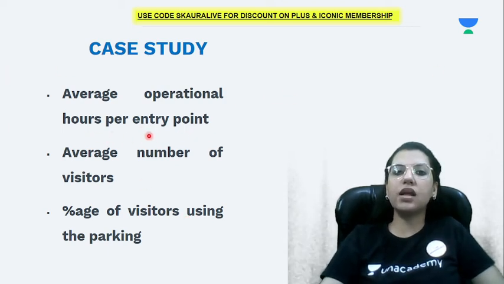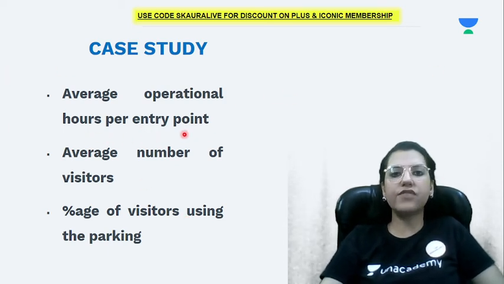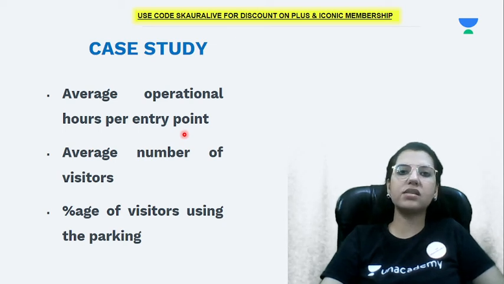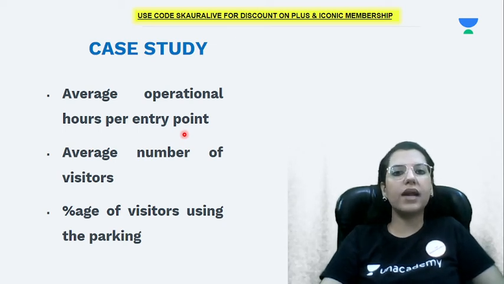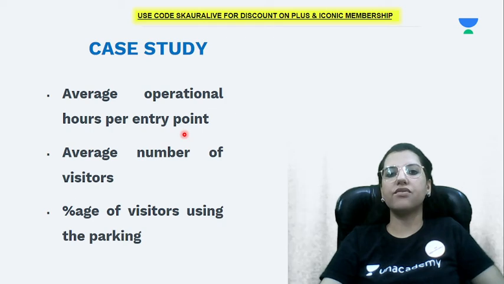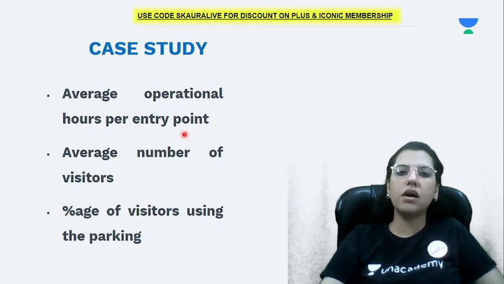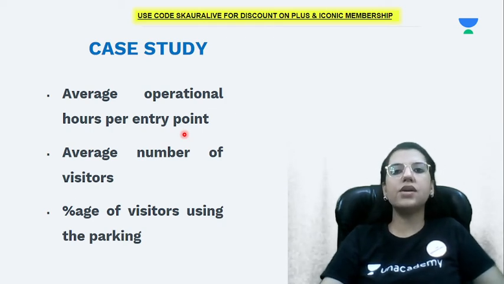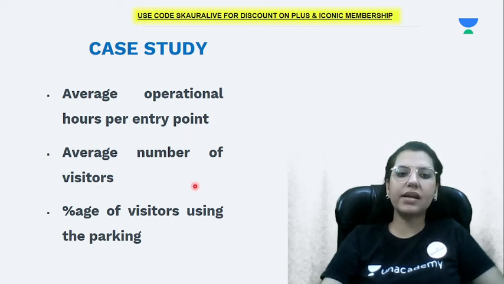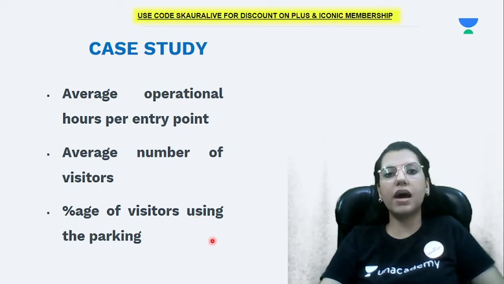Average operational hours: maybe out of 10 entry points, 5 entry points are only open from 12 to 5, and others are from maybe 10 to 8. Average number of visitors in the market per day. Percentage of visitors using the parking. All of them are not using the parking.